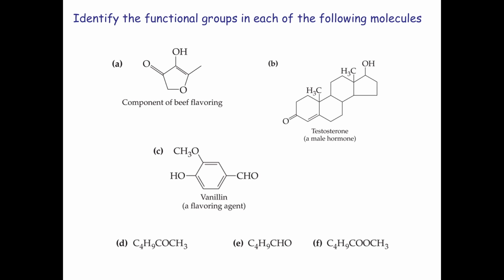Okay. Let's write them a little differently. How about D? What do you see in that one? So let's analyze the left side first. It says C4H9. How do you know the arrangement of that? Are there any rings in that? Are there any double bonds in that? How do you know?